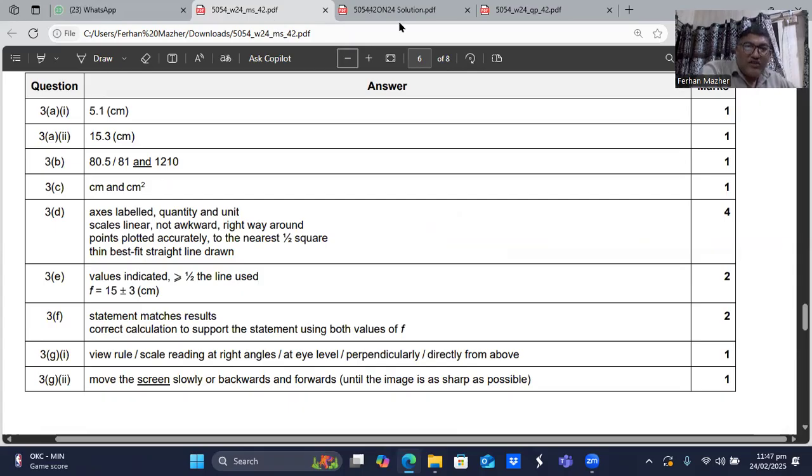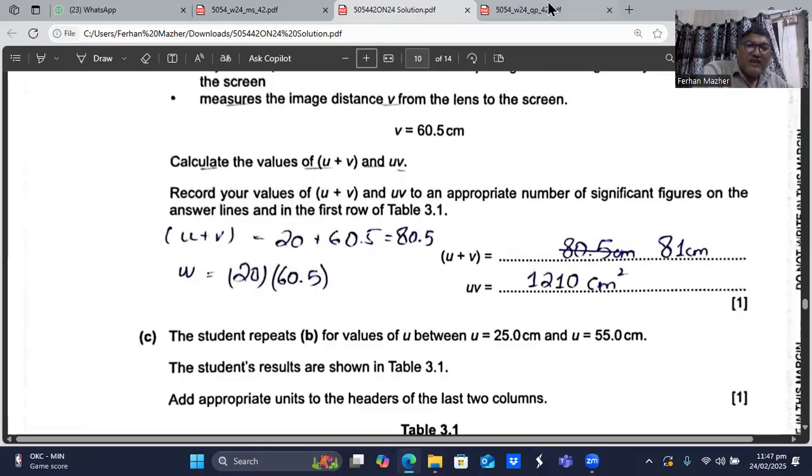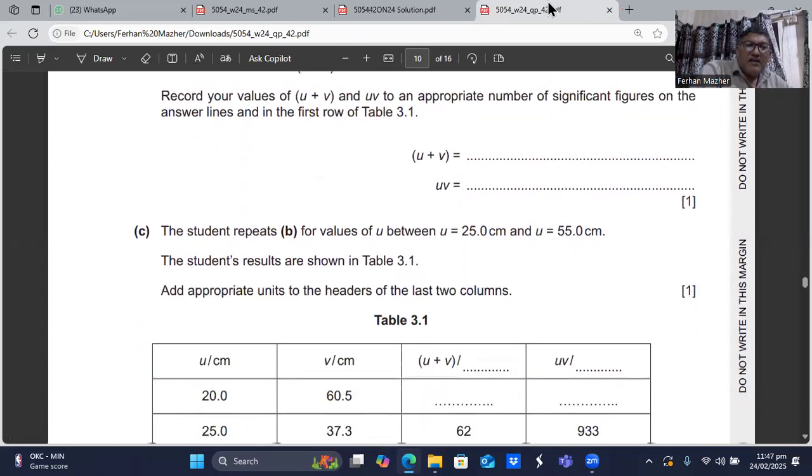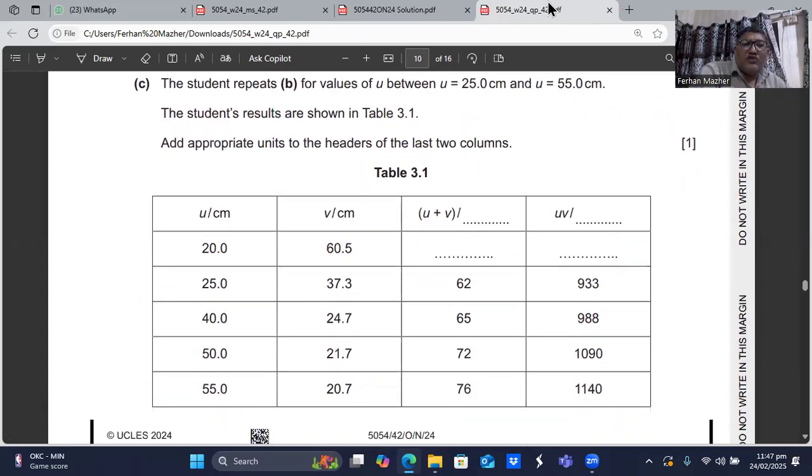So our answers are approximately right. Okay, then they say the student repeats for values of u between u is 25 centimeter. U is the distance between the object and the lens. So he changes that distance from 20 to 25 and does that calculation, and then he made the U 55 centimeter.